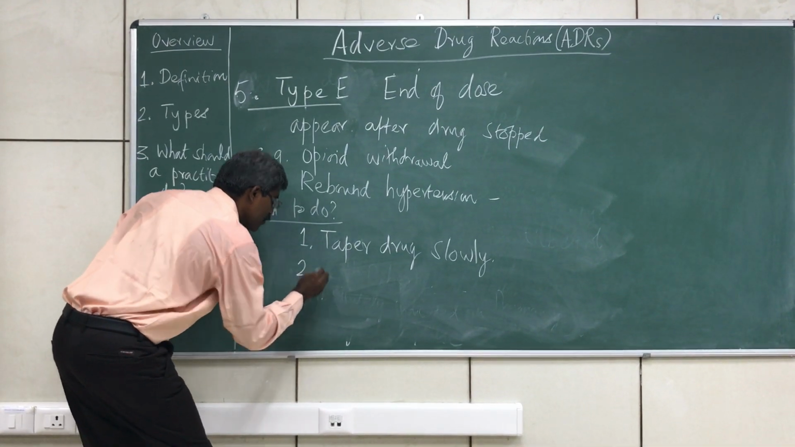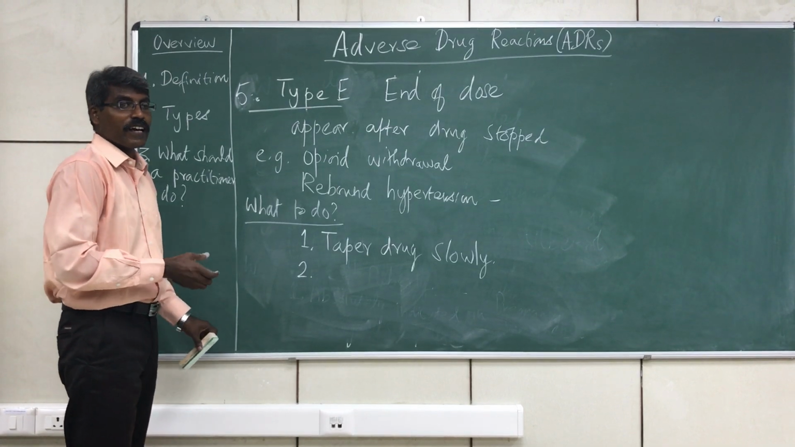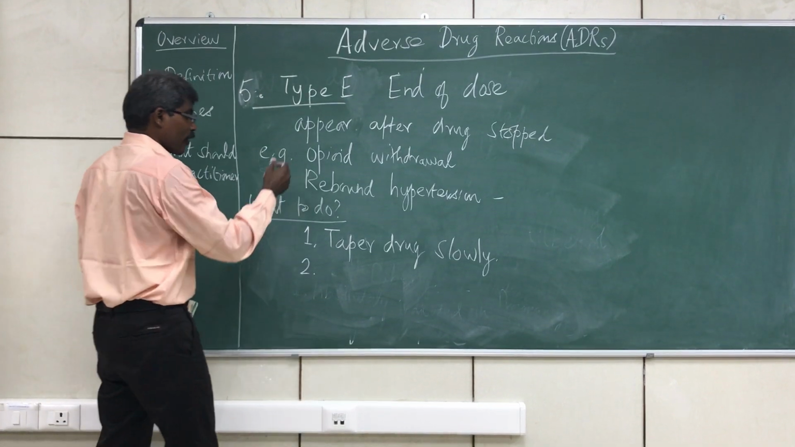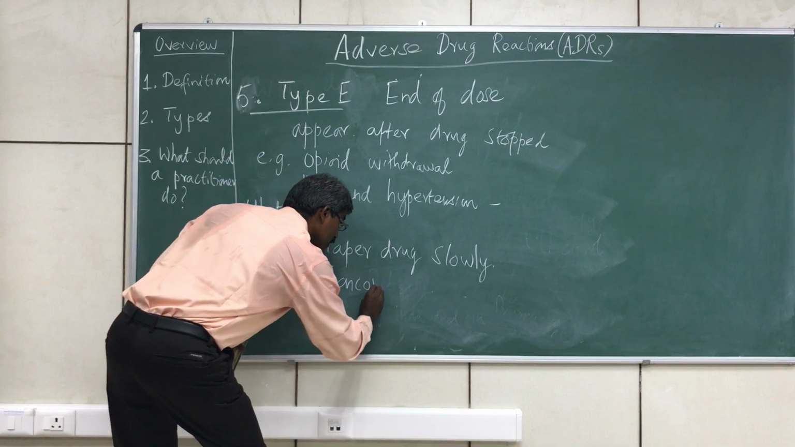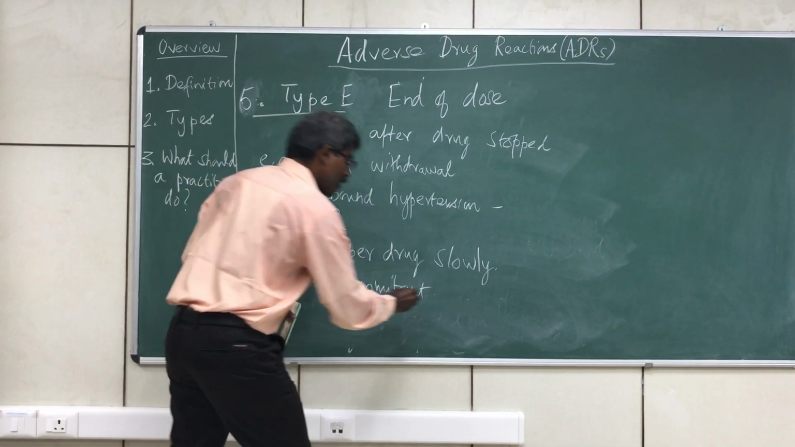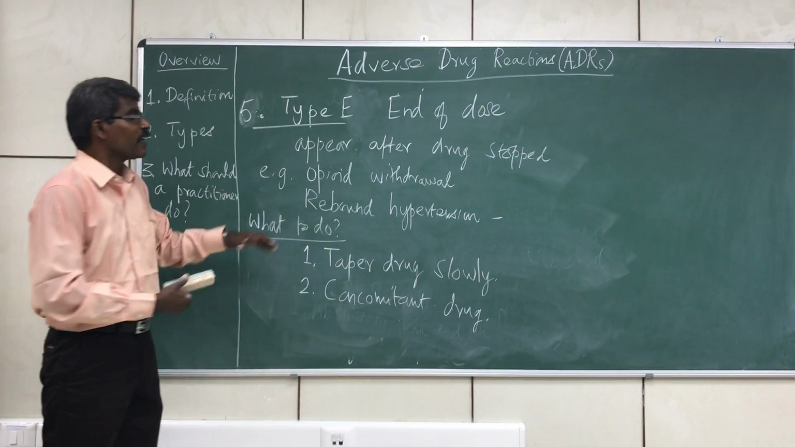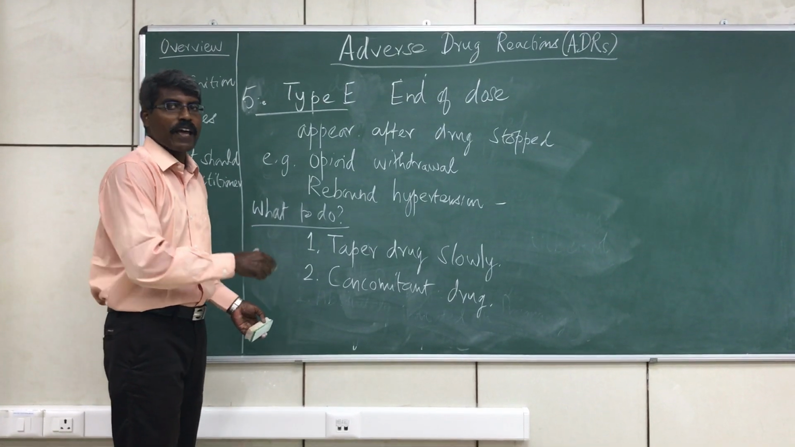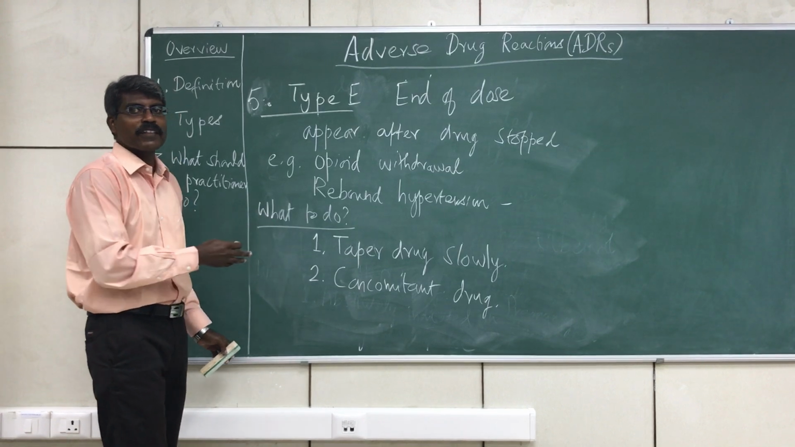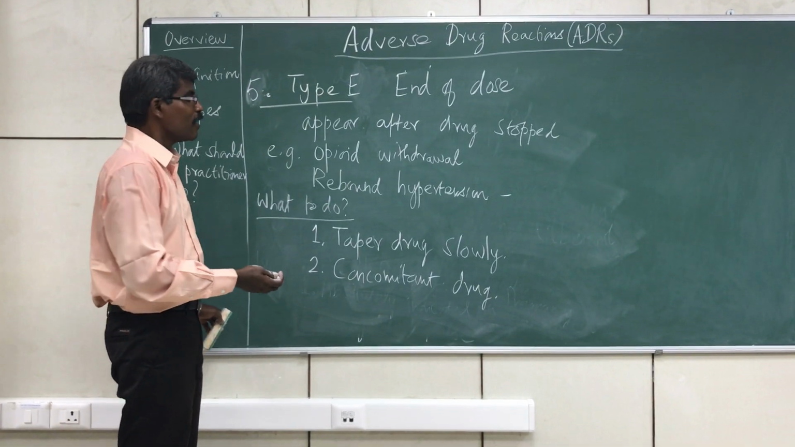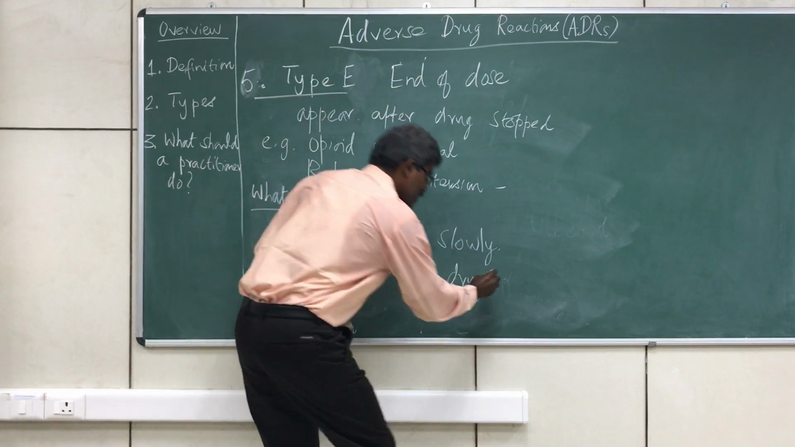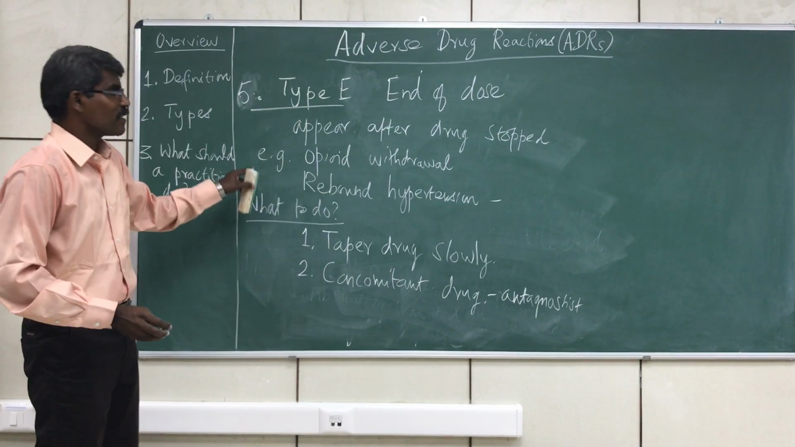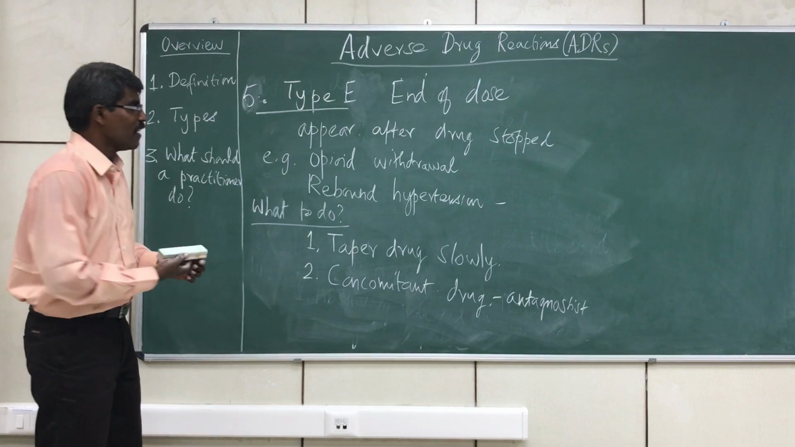The second thing which should be considered: for type A we saw that we have to consider the concomitant effect of drugs which can cause these adverse drug reactions. Here, for example, we have to consider concomitant drugs which have an antagonistic effect. For example, in a patient who is taking a full agonist of opioid, if he is also co-prescribed an antagonist or a partial agonist, in the presence of the full agonist it can act as an antagonist. So concomitant drugs which have antagonistic activity should also be considered to prevent these types of adverse drug reactions. So that's about type E.